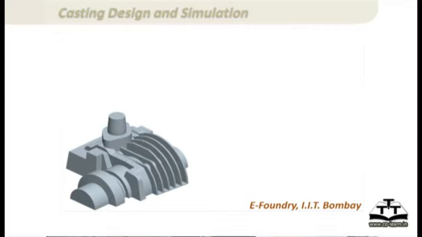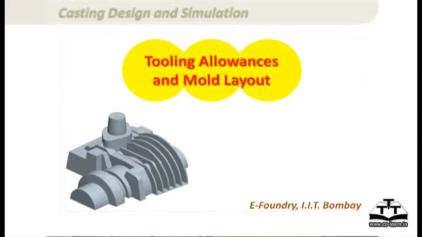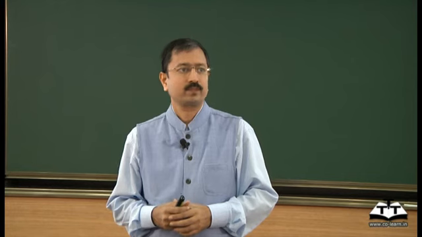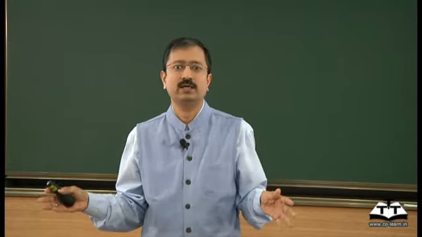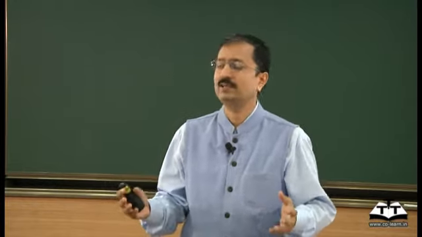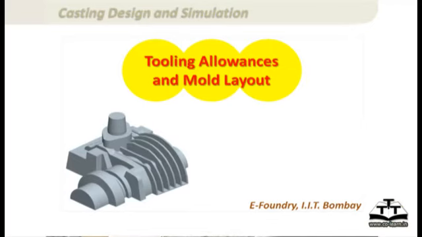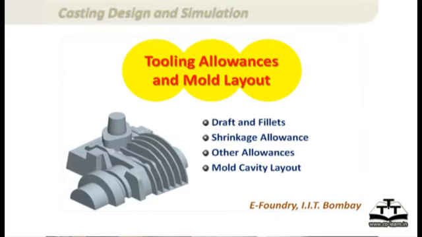So in this lesson we will look at allowances and mold cavity layout, the various allowances which are used, and we will look at the scientific rationale for applying those allowances. So we will look at first draft, a bit of fillets, we will look at shrinkage allowance, then machining allowance, distortion allowance, and all those others.